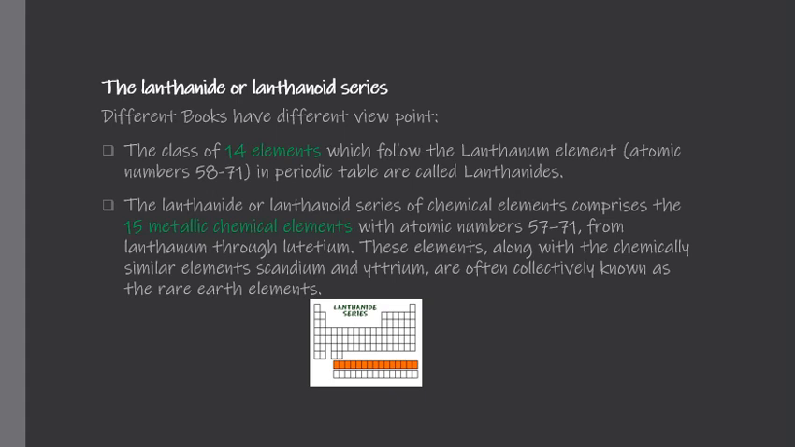Different books have different viewpoints. The class of 14 elements which follow the lanthanum element in the periodic table is called the lanthanide series. The lanthanide or lanthanoid series of chemical elements comprises the 15 metallic chemical elements with atomic numbers 57 to 71, from lanthanum through lutetium. The colored portion in the given periodic table shows the position of lanthanides.